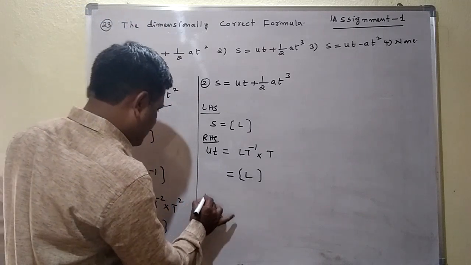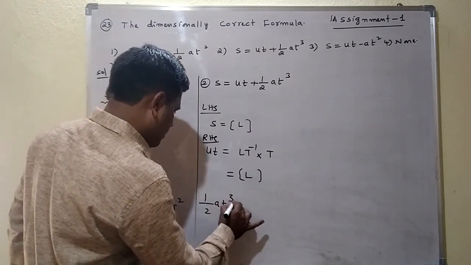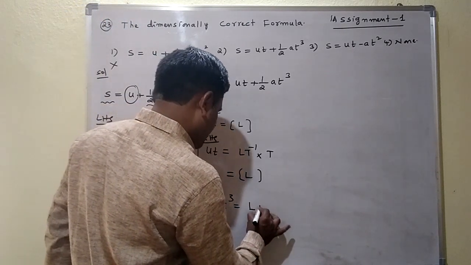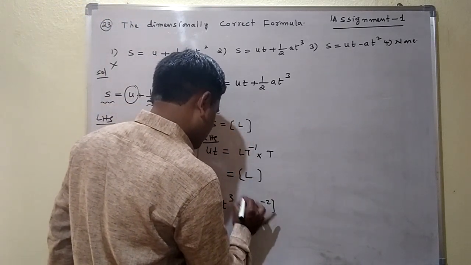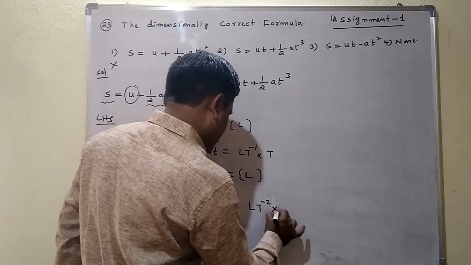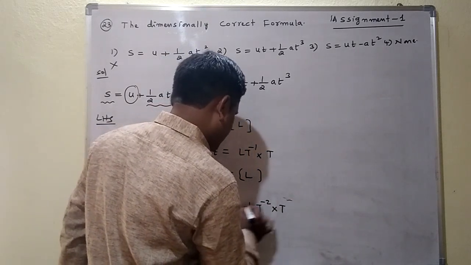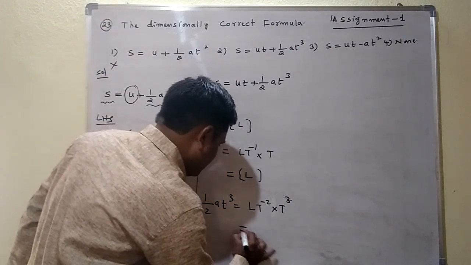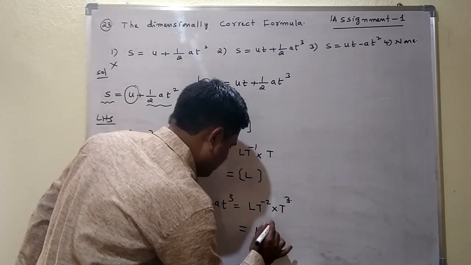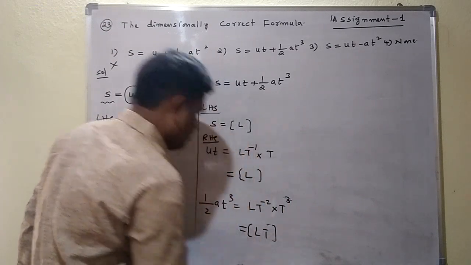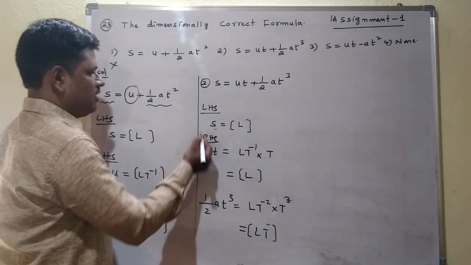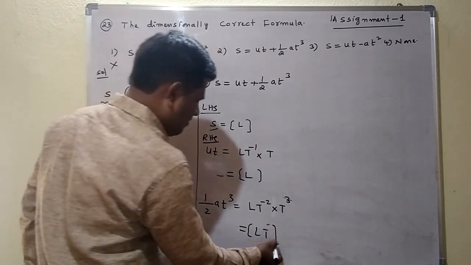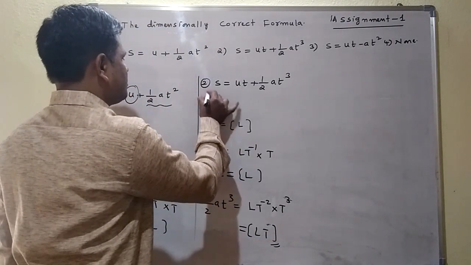Check the other term, of at cube. Here of is having no dimensions. Acceleration has the dimensional formula L T power of minus 2. Time dimensional formula is T, and here the whole cube is there, T cubed. So what we are getting is L T power of 1, that means LT. See that these two terms have the same dimensions in the LHS and RHS, but the third term has a different dimensional formula. So this option is wrong.